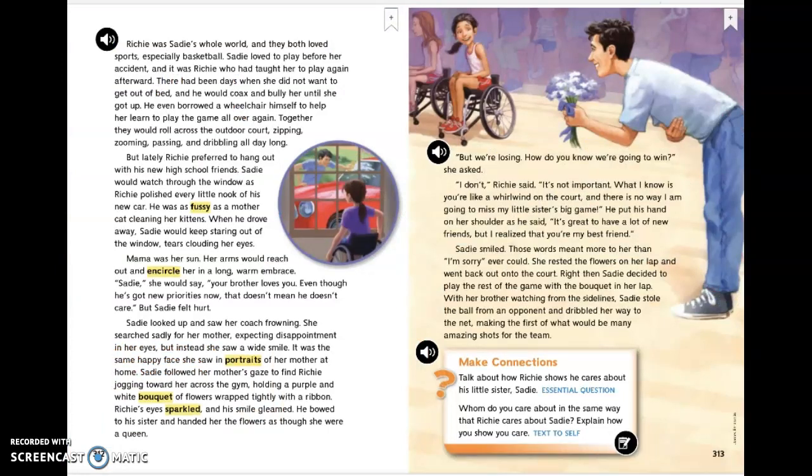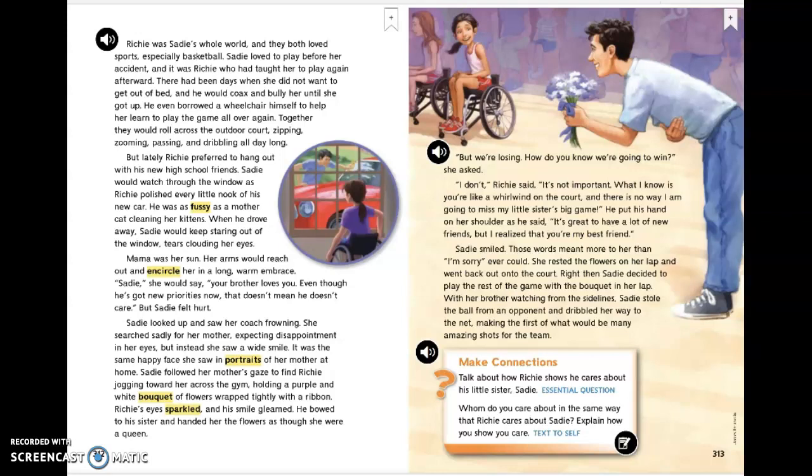Richie was Sadie's whole world, and they both loved sports, especially basketball. Sadie loved to play before her accident, and it was Richie who had taught her to play again afterward. There had been days when she did not want to get out of bed, and he could coax and bully her until she got up. He even borrowed a wheelchair himself to help her learn to play the game all over again. Together they would roll across the outdoor court, zipping, zooming, passing, and dribbling all day long.